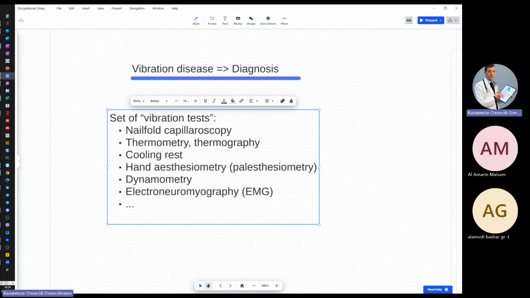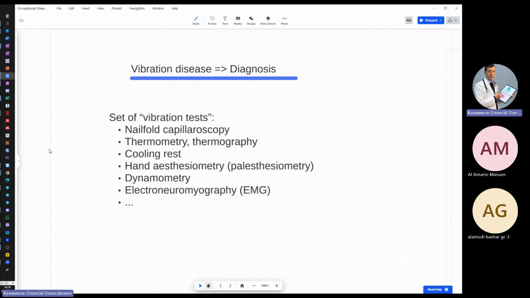So apart from general physical examination before it, asking questions to the patient regarding his or her complaints and history and everything, the essential are special additional investigations, mostly instrumental. They include nail fold capillaroscopy, thermometry and thermography, cooling test, hand aesthesiometry or palesthesiometry, dynamometry, and electroneuromyography. And optionally, there could be other tests, but they are not so widely used. Let's discuss them one by one.